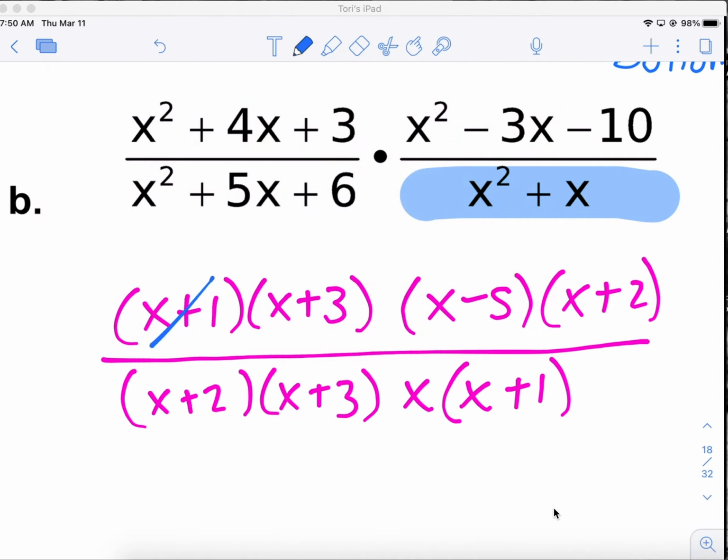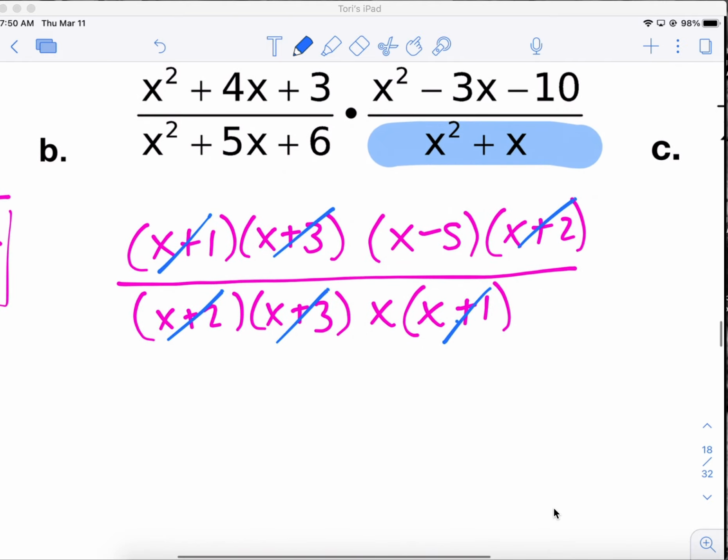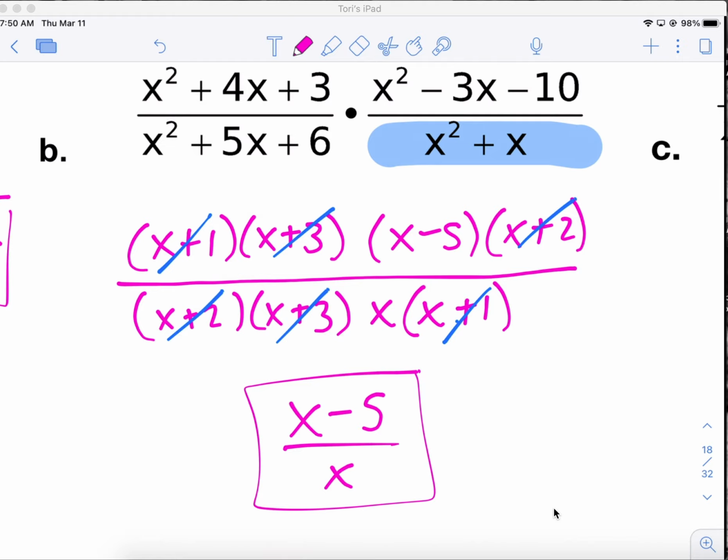X plus 1, yep, I find it on the bottom. X plus 3, yep, I find it on the bottom. X minus 5, nope, that's going to stay. X plus 2, yep, I find it on the bottom. All those leave. The only thing left on the top is x minus 5, and the only thing left on the bottom is an x. I don't have to do anything spicy on this one. There's nothing to multiply back together. This is my answer. Okay? All right, let's look at C.